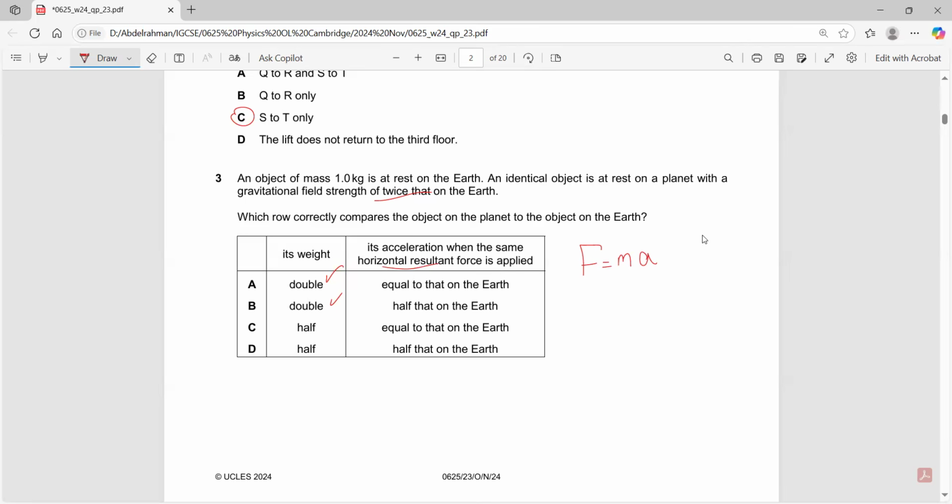Force equals mass times acceleration. So if you have the same force and the same mass, then the acceleration will be the same. So it's equal to that on Earth. Force equals mass times acceleration.